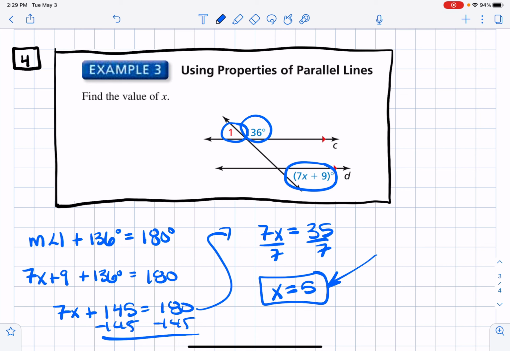In these types of problems on your skill checks, you're going to have to use all these theorems that we come up with to figure out the different values of x that you're working with. Okay, that's everything for box 4.